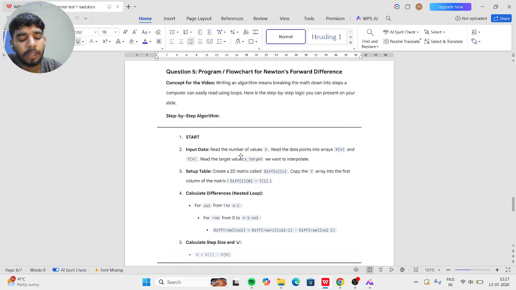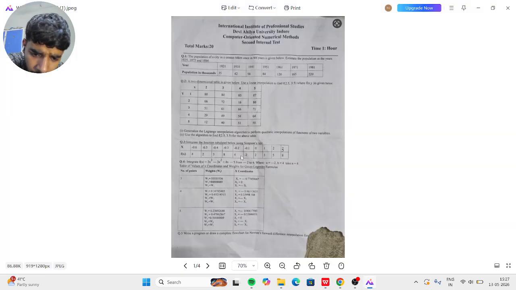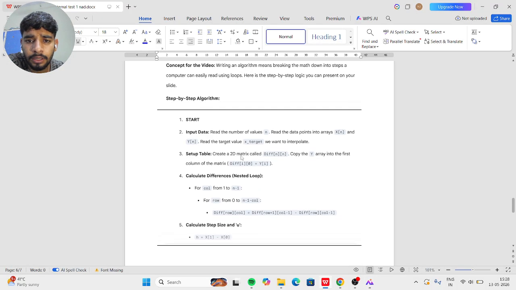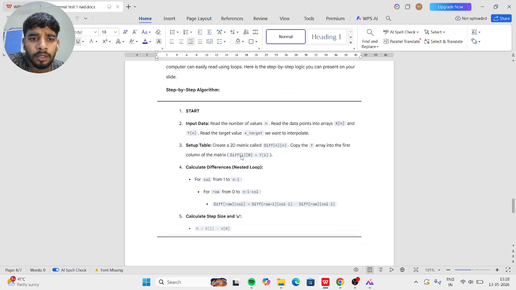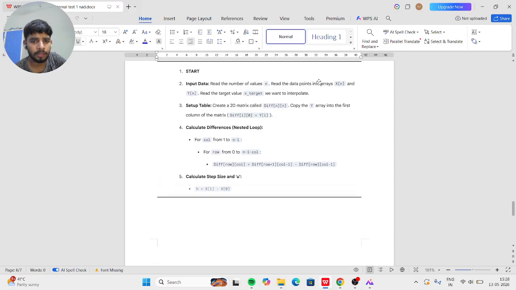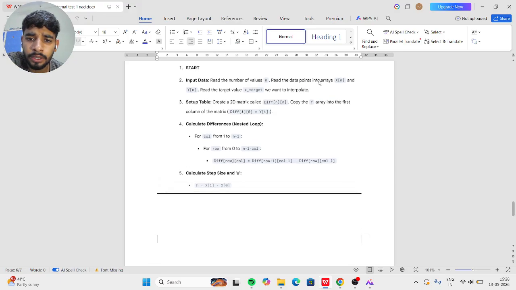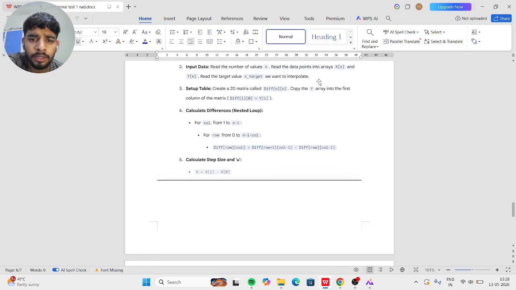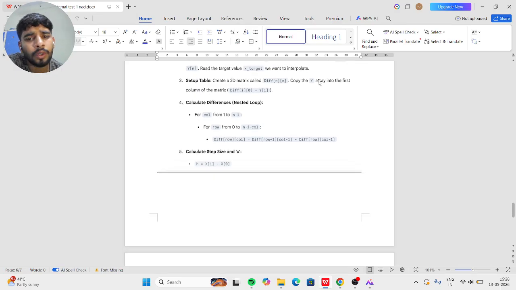Now, here's our final question, question number 5. It says, write a program or draw a complete flowchart for Newton forward difference interpolation. So we are writing the algorithm so that the computer can easily read it using loops. Here is the step-by-step logic you can present as your flow. Firstly, start. Then we input data: read the value of n, read the data points into arrays x and y, and read the target value x target we want to interpolate.